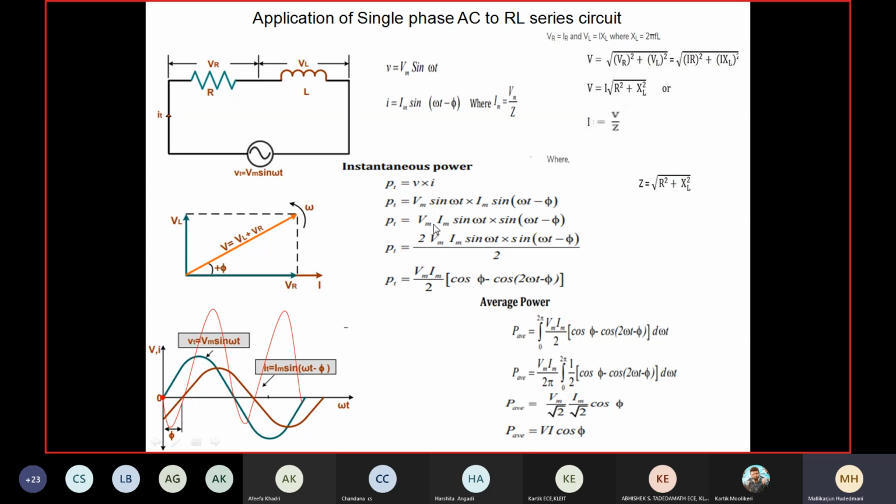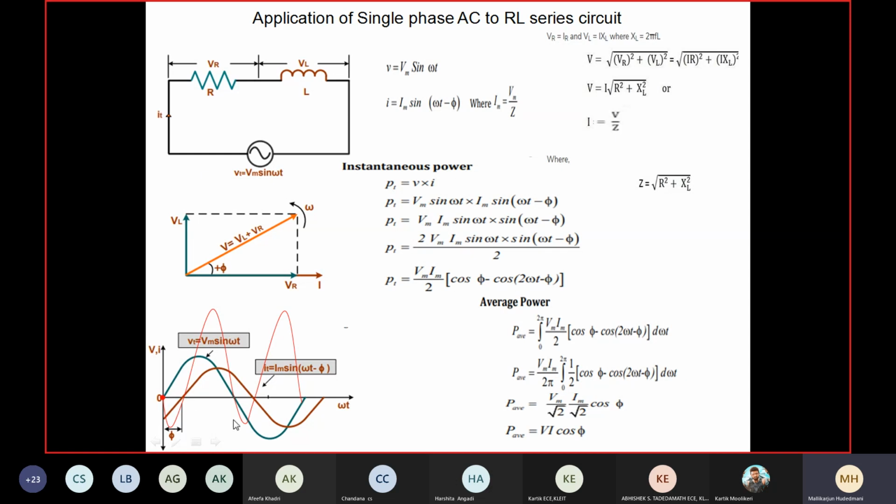When I take this product, Vm Im sin omega t sin(omega t minus phi), it is a product of sinusoids. And what we will be doing? We will be arranging it as sum and difference of cosines by trigonometrical identity. Therefore, it becomes very easy to obtain. Multiply by 2, divide by 2 to arrange it in cos(A minus B) minus cos(A plus B) format. When we arrange this, we will be getting Vm Im by 2 times cos phi minus cos(2 omega t minus phi). This is for instantaneous power.